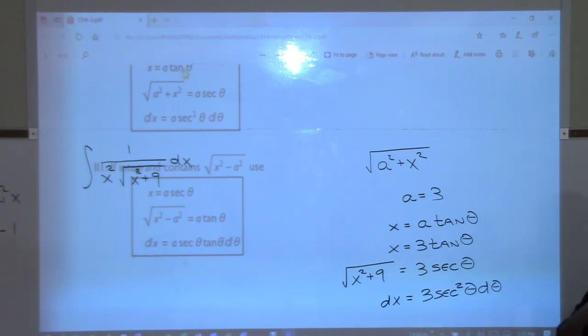Are you kind of catching on to how the actual choice is made here of what we do? Okay, now we rewrite the integral.